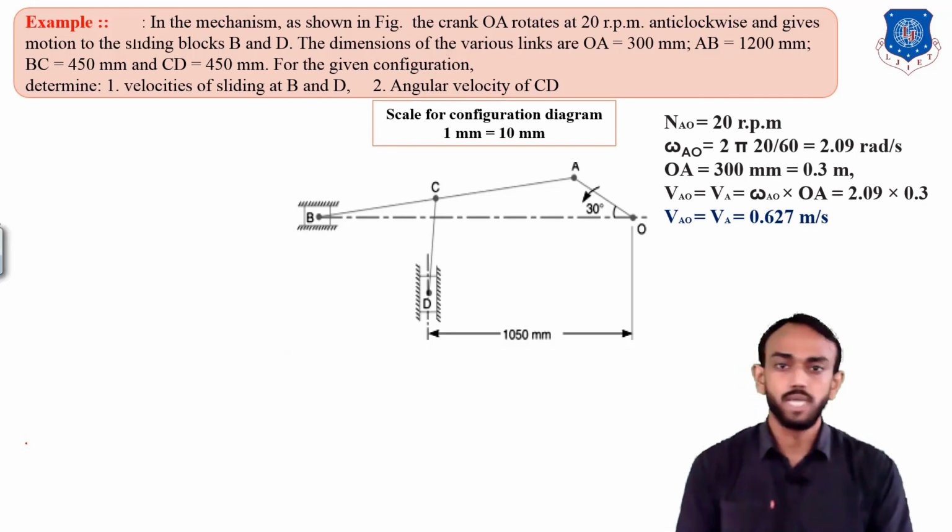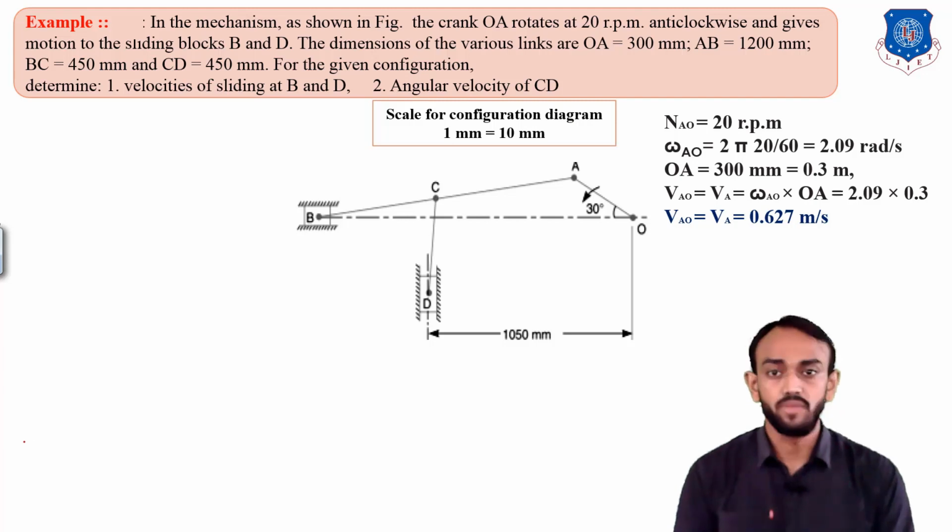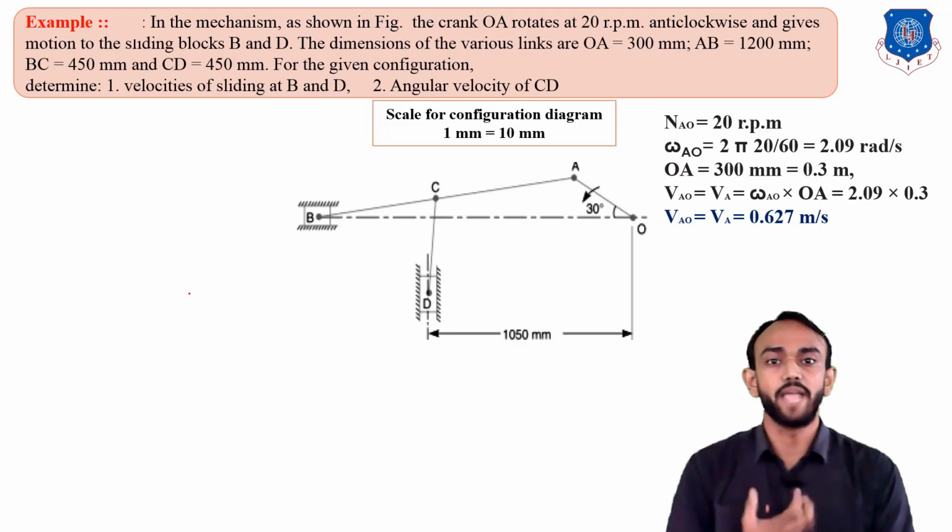As you know, you will draw this space diagram. But then how will you start the velocity diagram? You know the rule. First of all, we need the velocity of any element. Here the RPM is given, 20 RPM for this AO crank. So we will find the angular velocity.